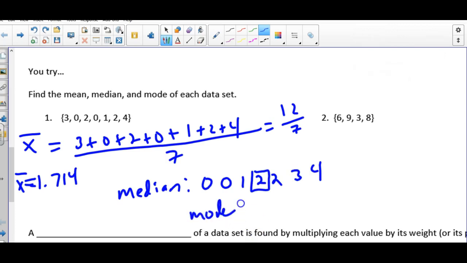For the mode, which items in this set appear the most? 0 appears twice, and 2 appears twice. So our mode is 0 and 2. Both of those occur the most.